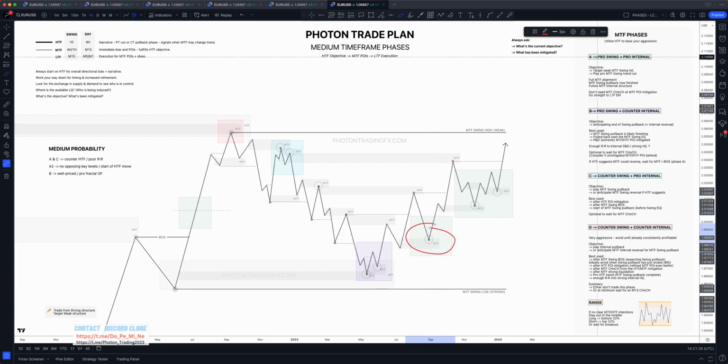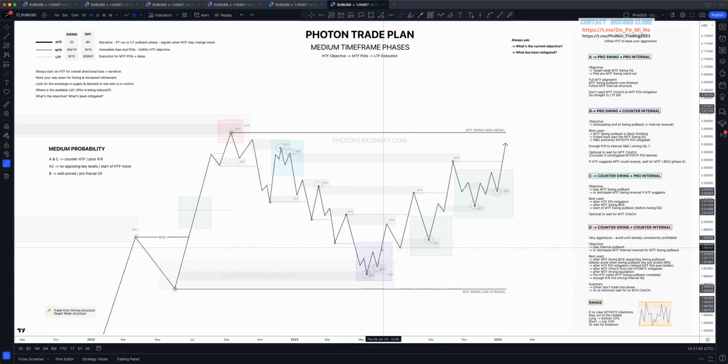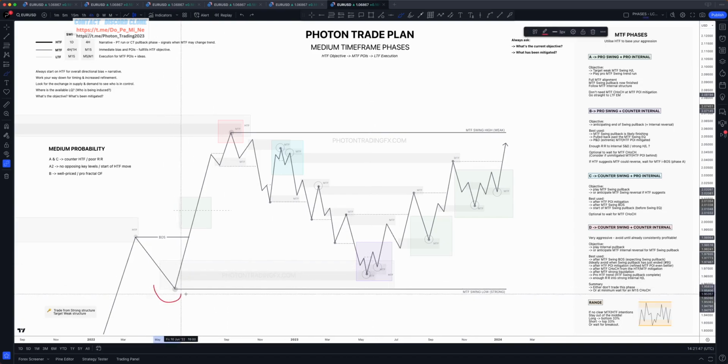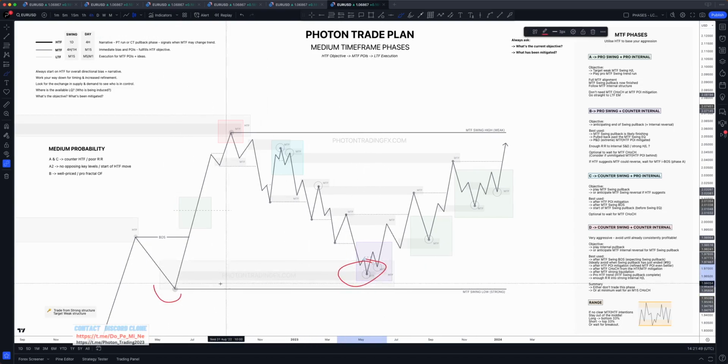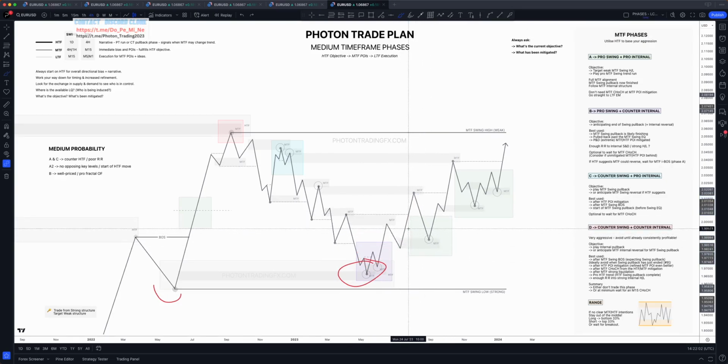So phase A is pro swing and pro internal on your medium time frame. Okay, we always apply the phases just to your medium time frame. So for me, that's the M15. So phase A, the best time to do that is where basically we've mitigated the very, very extreme. So this is the level that needs to hold if our medium time frame swing trend is going to be respected and if it's going to continue. And then we have waited for the internal structure to shift bullish. So now we have everything aligned. Our medium time frame swing and internal are both bullish, and we're looking for longs.